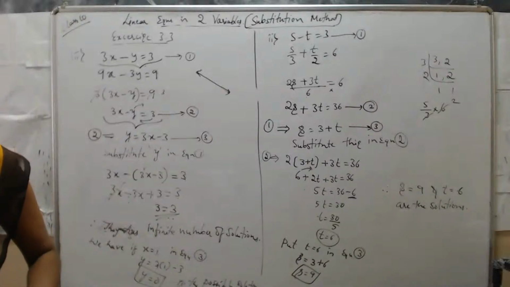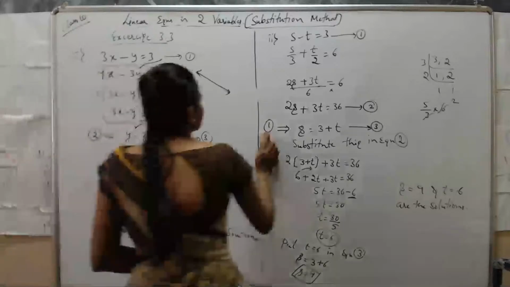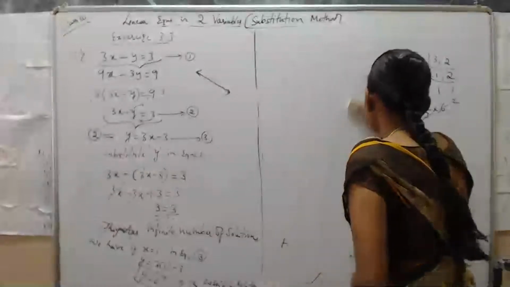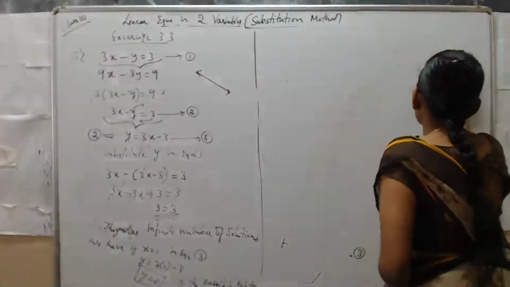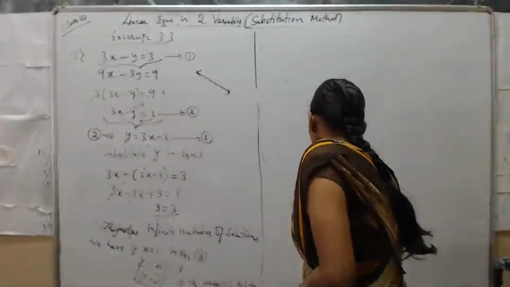Next, the 4th and 6th questions are for homework. I will show you how to do them. I will write the equations, and you should solve them at home. I will give two equations. You should solve them at home.